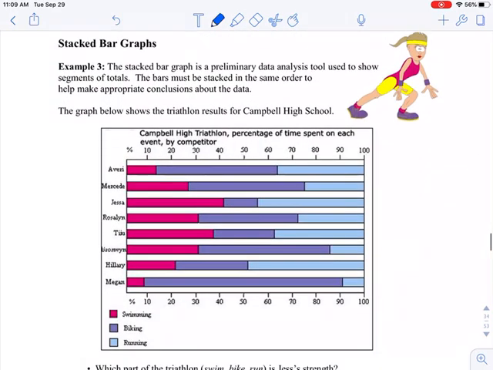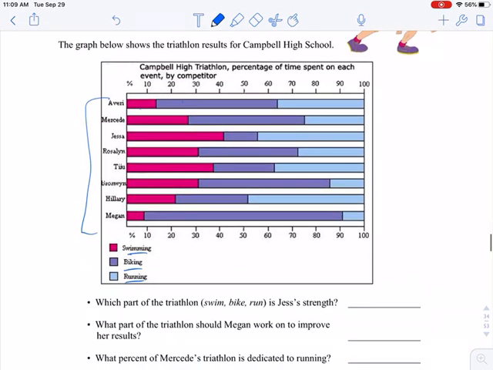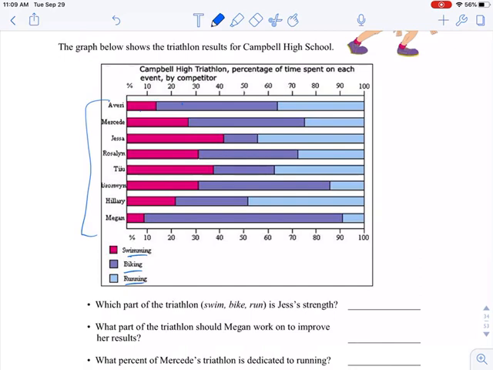Stacked bar graphs, they just show the difference of the percentages, basically. So each student here splits up their triathlon groups, so swimming, biking, and running. It shows how each student did in each part of the race. So which part of the triathlon, swim, bike, or run, is Jess's strength? So let's go to Jess. And it looks like she spent the least amount of time in this sort of purple area. So biking looks like it's her strength. She spent the least amount of time biking.